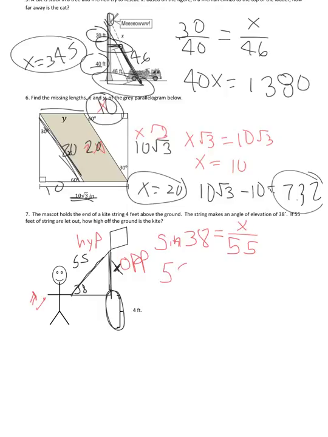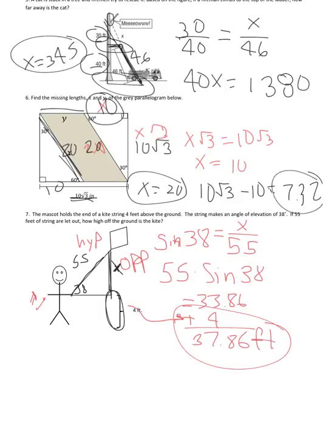So you're going to do 55 times sine 38, which is going to give us 33.86. But again, we got to take into account this 4 feet. Don't forget to add it in. You get 37.86 feet off the ground.